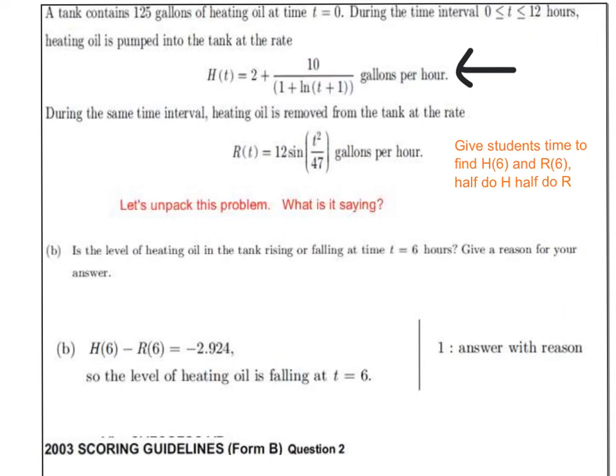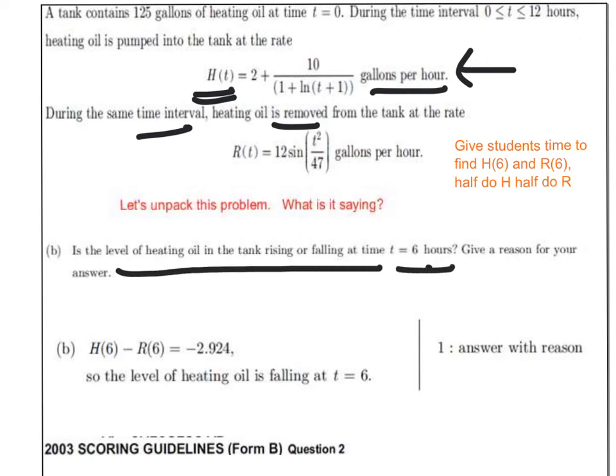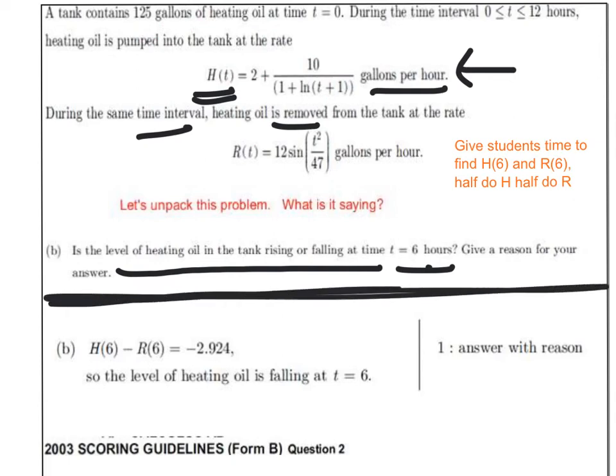Why is it my derivative? Because it's a rate. But it doesn't say H prime. That's okay. They can label derivatives as anything they wanted. They could call it Q if they wanted to. It makes no difference. During the same time interval, heating oil is being removed. So is the level of heating oil in the tank rising or falling at 6? So this is the question, everything above this line here. Here is how they would answer this question on an AP style question.